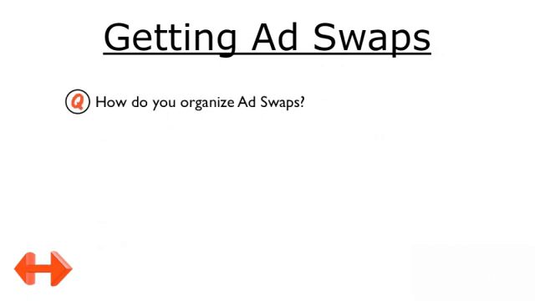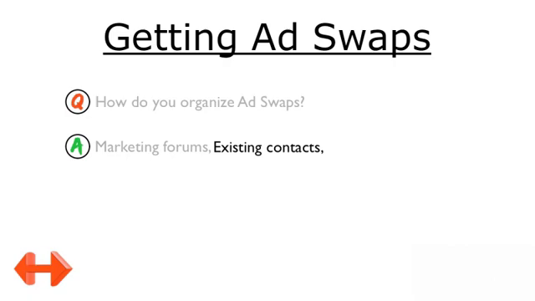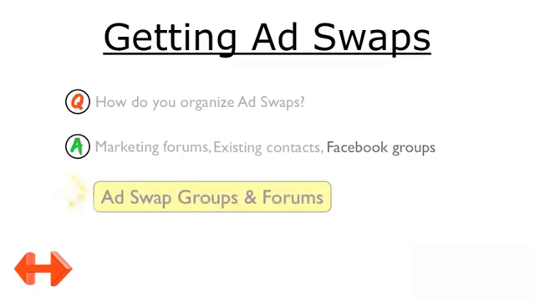So how do you organize an ad swap? Well, the best thing to do is go to marketing forums, places such as the Warrior Forum. You could check out your existing contacts. Is there anyone in your existing contacts who maybe would be interested in doing an ad swap? There are also Facebook groups out there. There are lots and lots of JV Facebook groups and ad swap related Facebook groups. Just look for those sort of places and that's where you can find ad swaps. But there are also dedicated ad swap groups and forums. Now these are forums that are only dedicated to doing ad swaps.